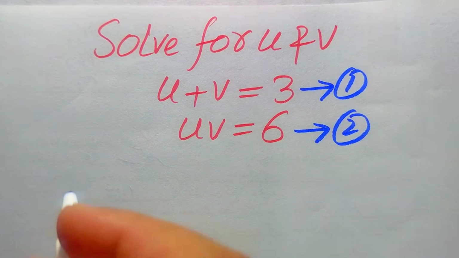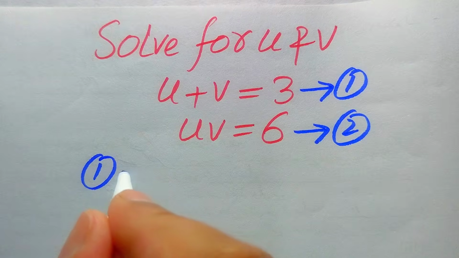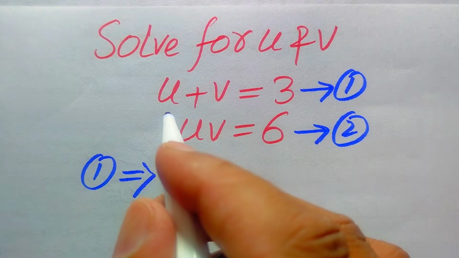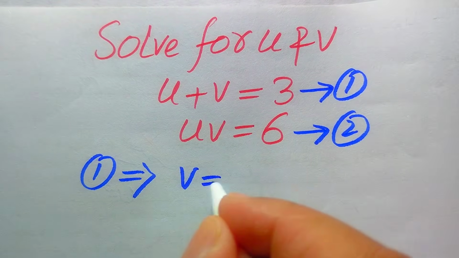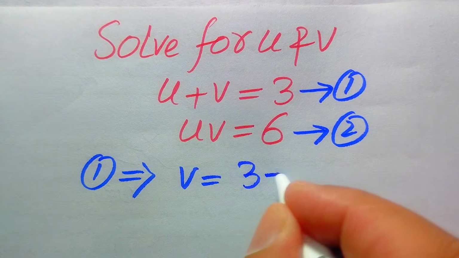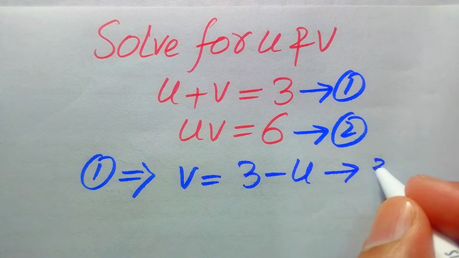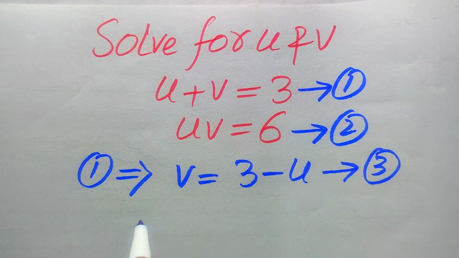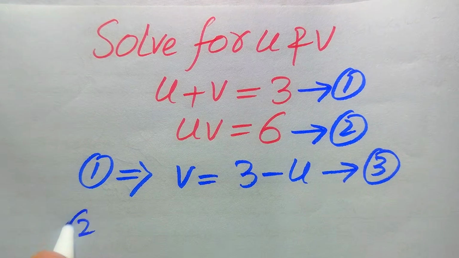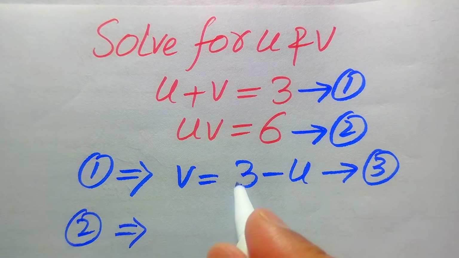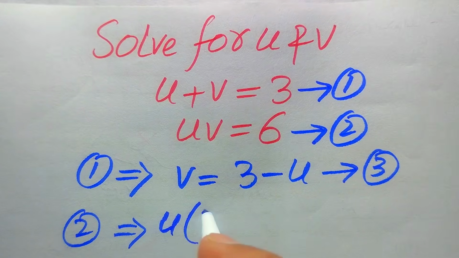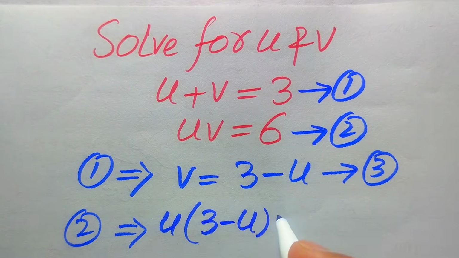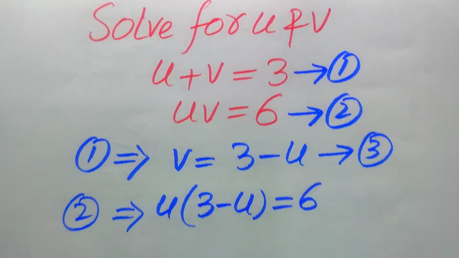So the very first thing we are going to do is, equation number 1 implies that here we move the term u from the left hand side to the right hand side and we get v equals 3 minus u, and we call this equation number 3. So we use equation number 3 in equation number 2, so that equation number 2 implies that when we put this value here, it becomes u times (3 minus u) equals 6.